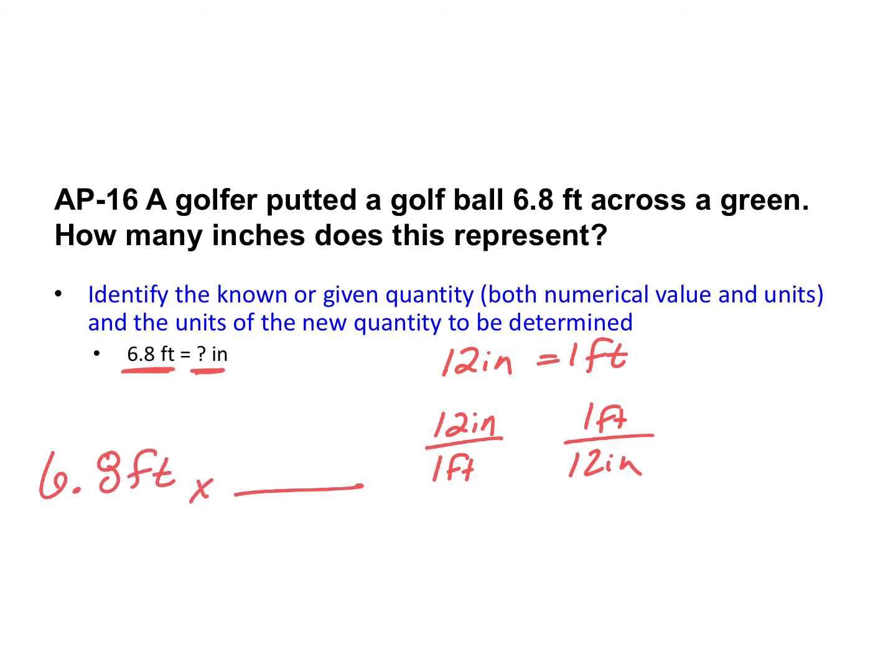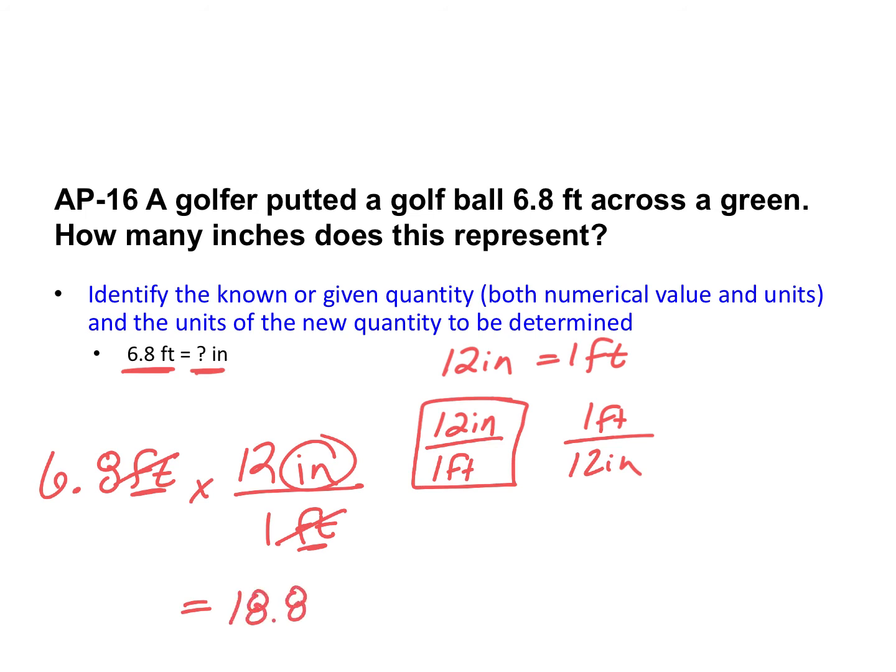Then my conversion factor: feet are on top to start, so that means feet have to go on the bottom of the conversion so that they cancel, which means inches, where I'm going, is on top. So I see that this is the conversion factor I want to use, which puts the 12 on top and the 1 on bottom. So if we do the 6.8 times 12, we come up with 81.6 inches.